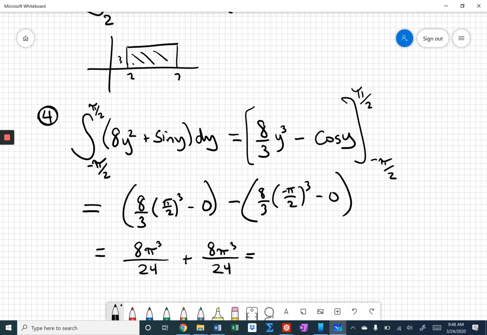And then we could go 16 pi cubed over 24. Now 8 goes into 16 twice and goes into 24 3 times. So there's our answer.